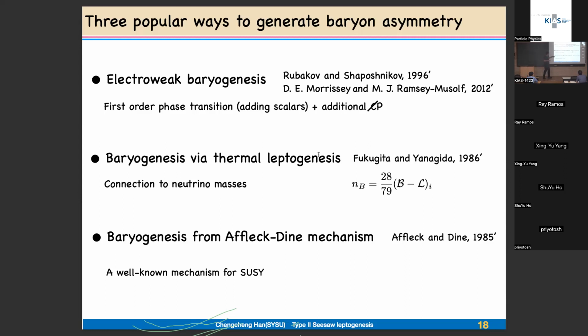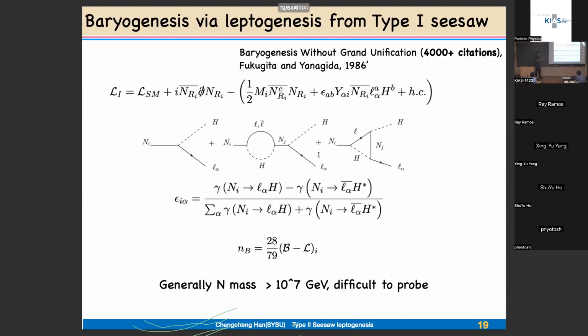And the other one is from long time ago, even one year earlier than the leptogenesis work, like the Affleck-Dine mechanism. This is from these two authors. This mechanism is very popular among people who study supersymmetry, but many people who don't study supersymmetry never heard about this. Here I will explain why supersymmetry is a very natural framework for this. But in my model, I don't need supersymmetry.